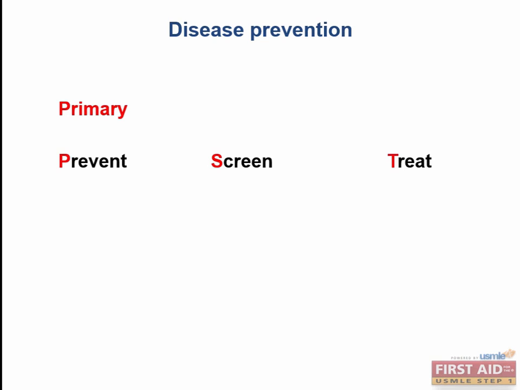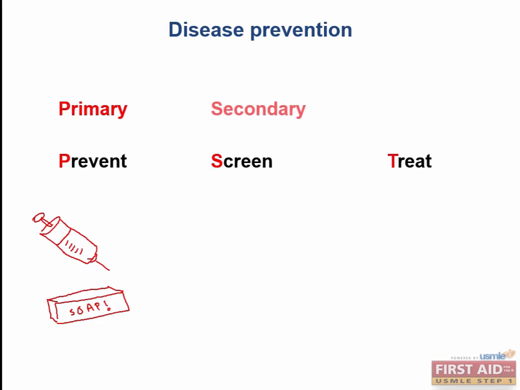Examples of primary disease prevention include flu vaccines and hand washing. Secondary disease prevention is aimed at early detection of disease to decrease the severity of the disease. Can you think of examples of secondary disease prevention? Examples of secondary disease prevention include screening tests such as pap smears and colonoscopies.